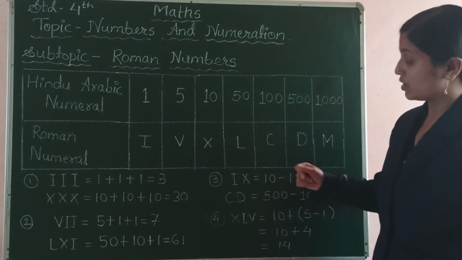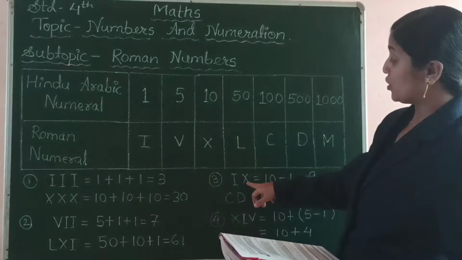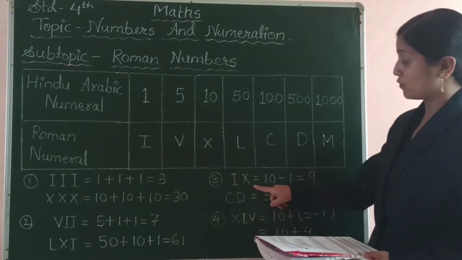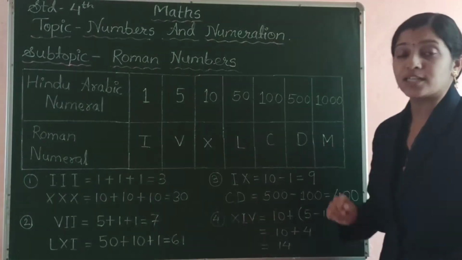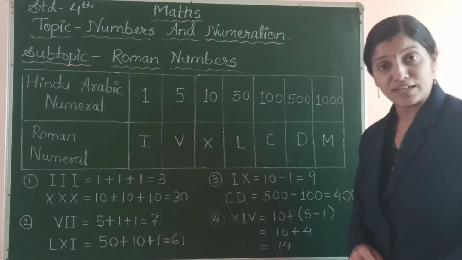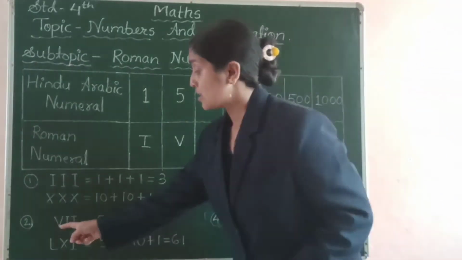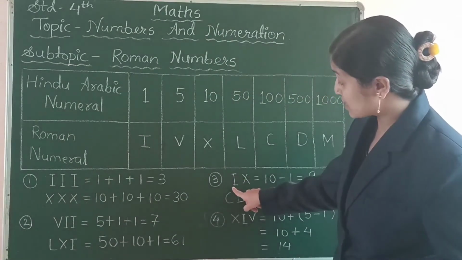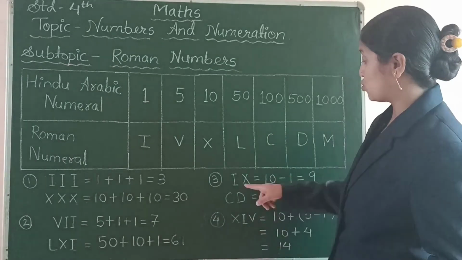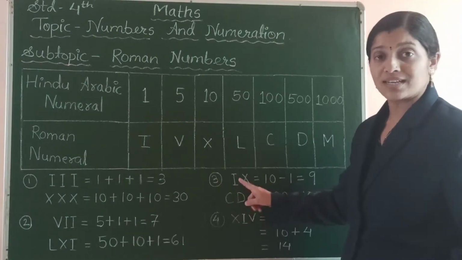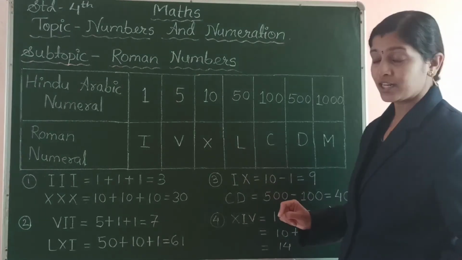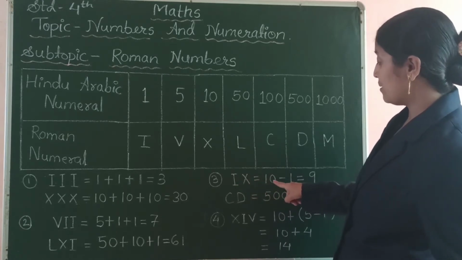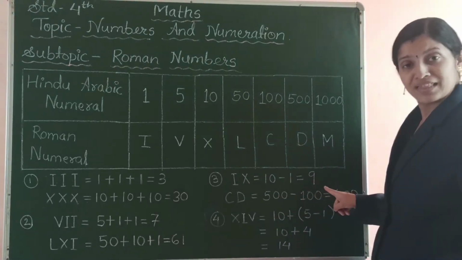Now we will go for the third rule. The third rule says a Roman numeral of smaller value written to the left side of a Roman number of greater value is to be subtracted from the greater value number. So when a smaller number is to the right side, it is added, and when a smaller number is to the left side, it has to be subtracted. So IX: I is smaller, that is 1 is smaller than X, which is 10. So the smaller value number will be subtracted from the greater number, that is 10 minus 1 will become 9.